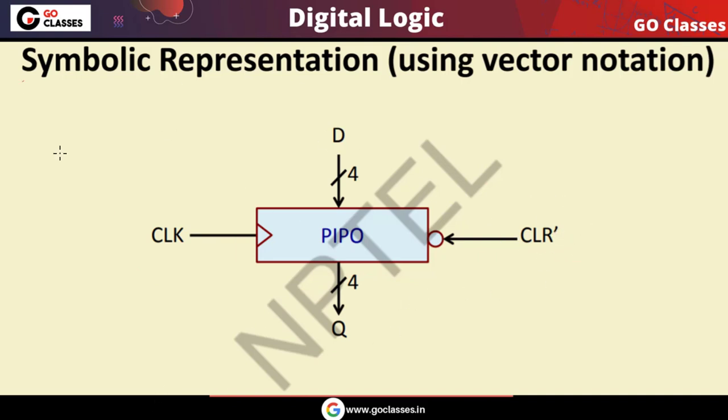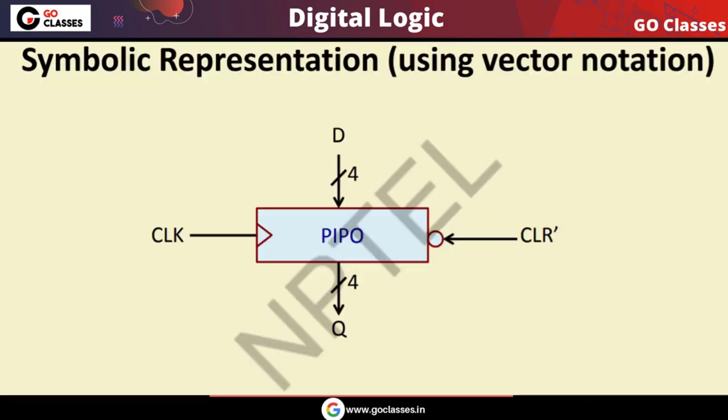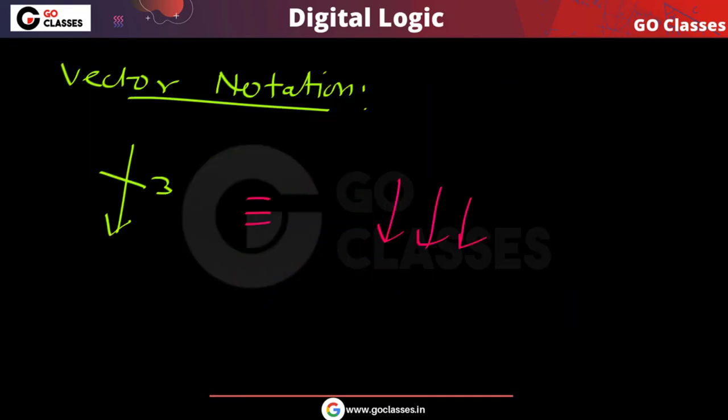If you want to clear the register at any point of time, then this is your clear input. You can notice there is a bubble, this means it is active low. This means active low clear input. What it means is that when clear is 0, this register will be cleared. Cleared means this register will have 0 0 0 0.